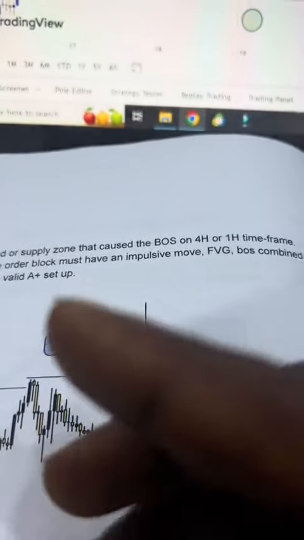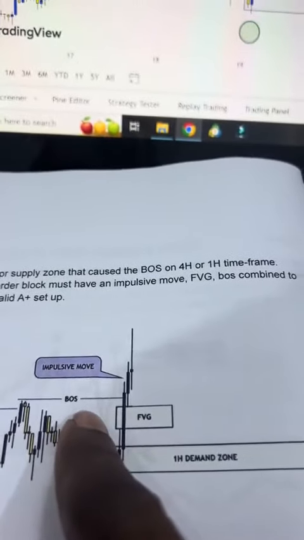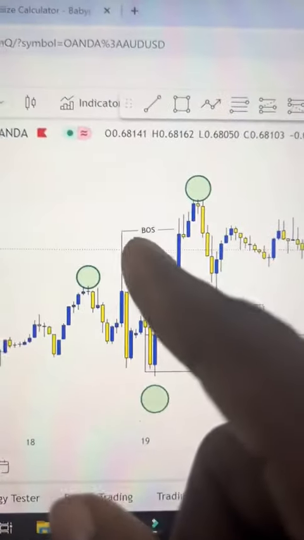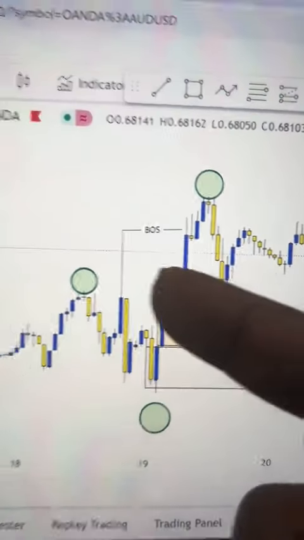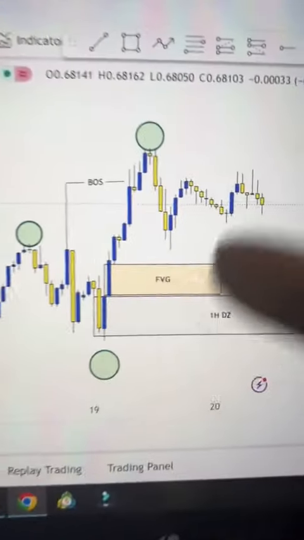The third thing is, does the market create a break of structure? Yes. Look at it. Is there an impulsive move? Yes. Those big candles in the market are an impulsive move. If you go to the 4 hour time frame, you will see the picture very clear.